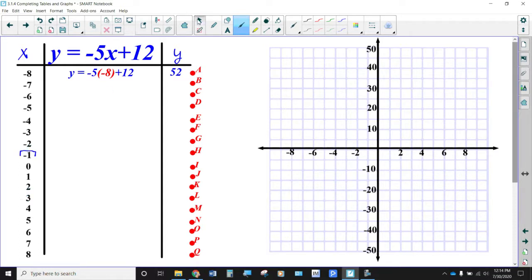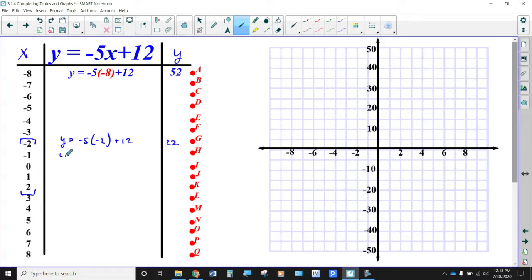So this is a good selection. I said -2, -1, 0, 1, 2, and 3. So let's just do those 5, okay? I'll space it out a little bit. So if y is supposed to be equal to -5 times -2, what is -5 times -2? That's 10, correct? And then we add 12 to that, and our answer would be 22.